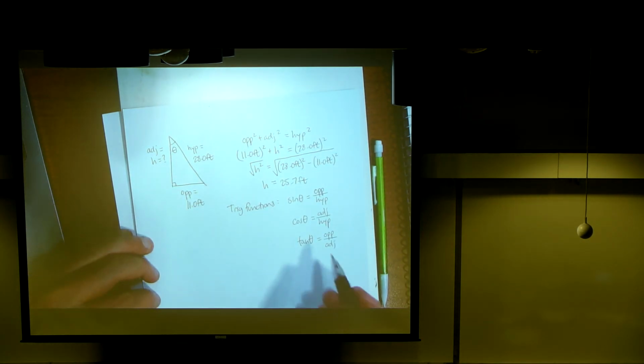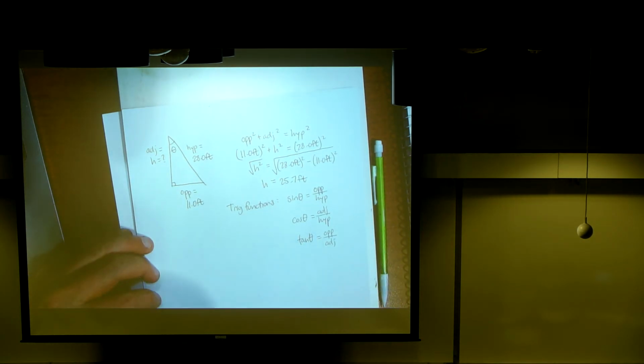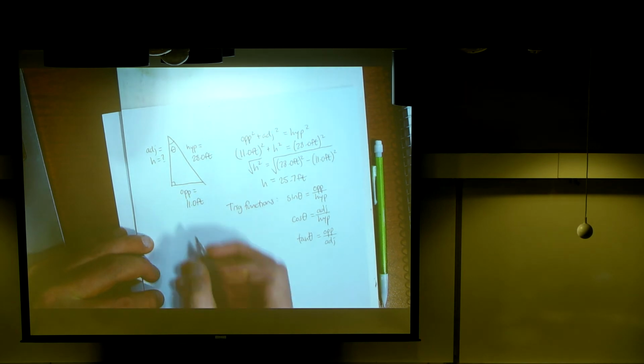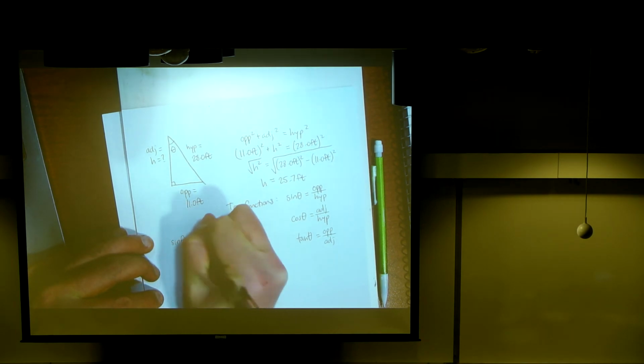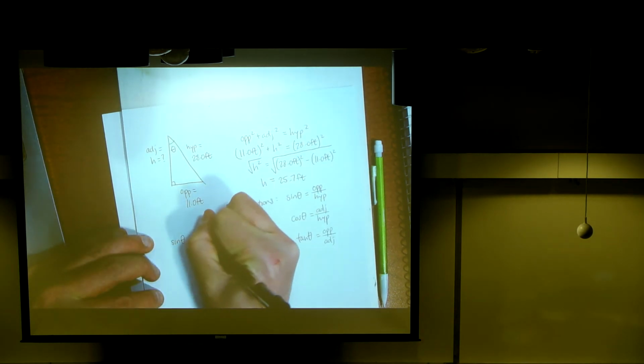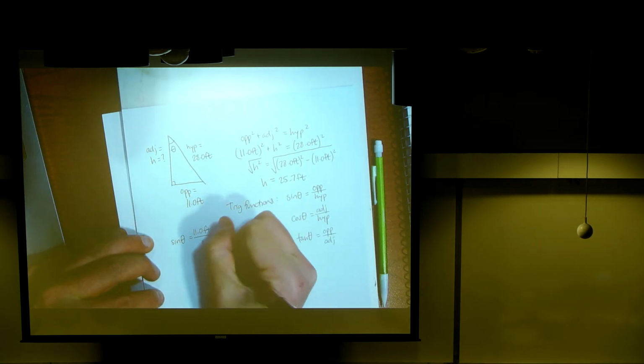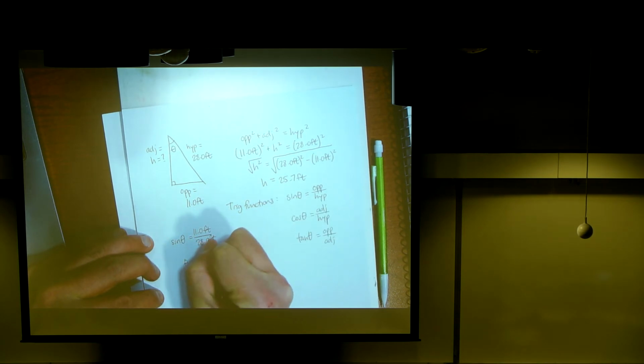Now, I don't know, which one do you want to use? Just shout one out, I don't care. Sine? Okay, I heard sine, so let's do sine. Sine theta in this case is opposite, which is 11 feet, divided by hypotenuse, which is 28 feet. So what do I need to do to solve for theta at this point?